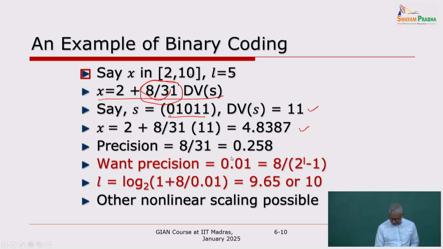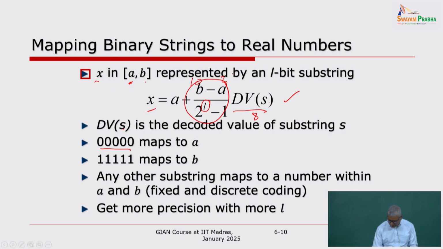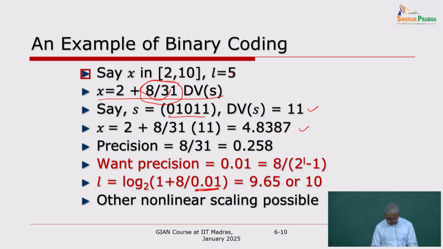Or in general, if I want 2 decimal places of accuracy, then I want to find what L is going to make that happen. So I have to go back to this formula. B minus A over 2 to the L minus 1 has to be at least equal to 0.01 if I need 2 decimal places. You can solve this to get L. What should be the minimum value of L? That's what I do here, and it says 10. So I need at least 10 bits for X to get 2 decimal places of gap between 2 consecutive values. This is how you decide how many bits are needed.